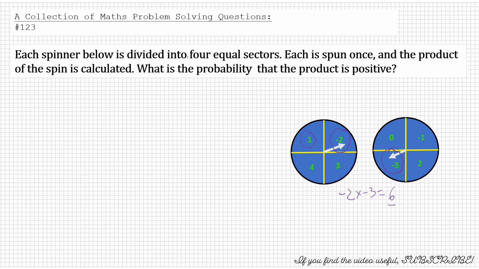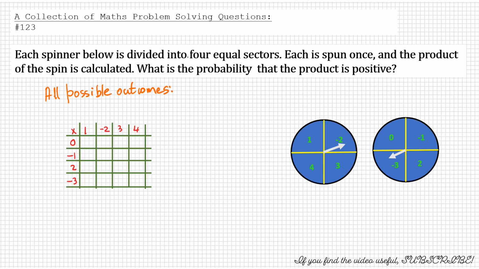Then you would do the same for -1, -3, -4. For each of these numbers, you have to find the product with the other set of numbers on the other spinner. So what I did is I decided to form a table showing all the possible outcomes so that we don't miss anything, and it's easier to count.